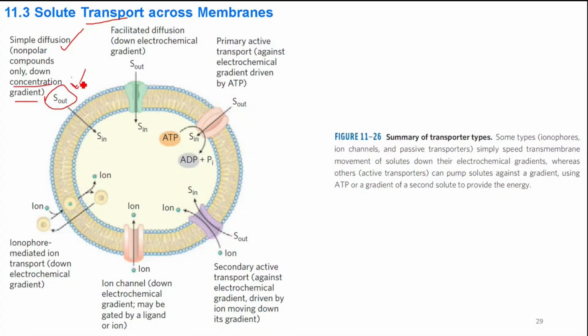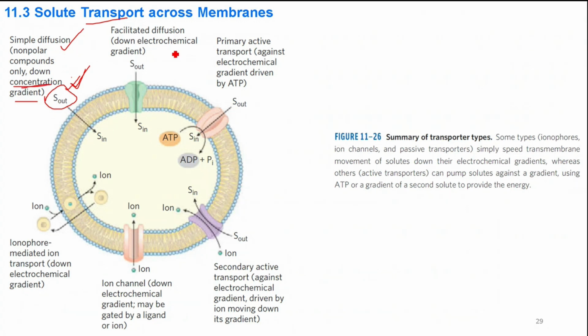For example, DNA cannot enter across the cell membrane, not even into eukaryotic cells, not even across the prokaryotic cell membrane. Charged big molecules, DNA, etc., cannot enter. But small molecules sometimes can diffuse, but they diffuse down the concentration gradient.